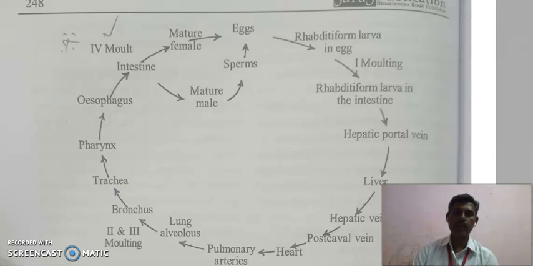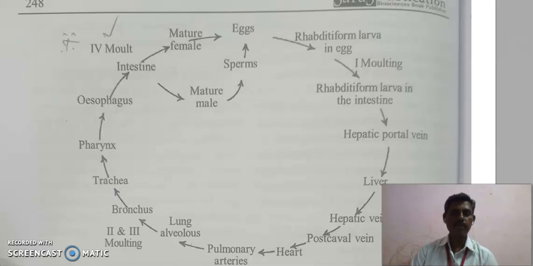And molting one. Here in the life cycle, 4 moltings are there. The rhabditiform larva is present in the intestine when it comes from the eggs. Molting means a shedding of cuticles. When the cuticle is shed, the organism becomes a bigger adult.